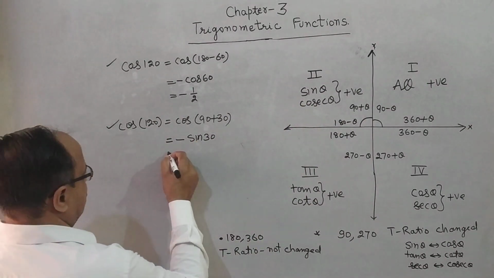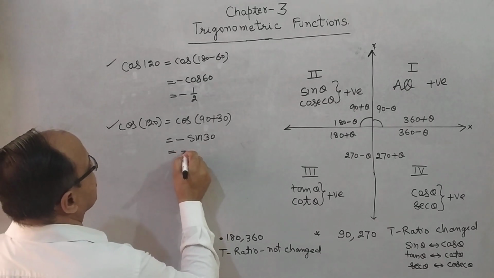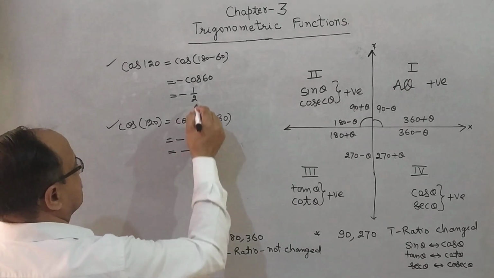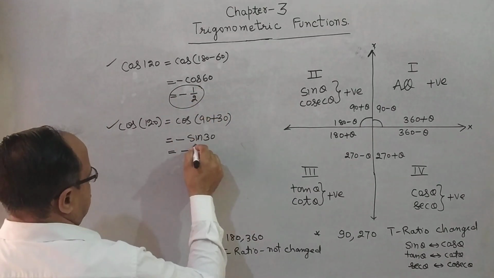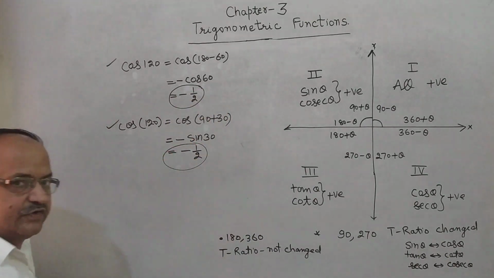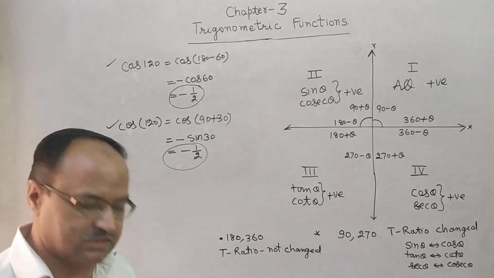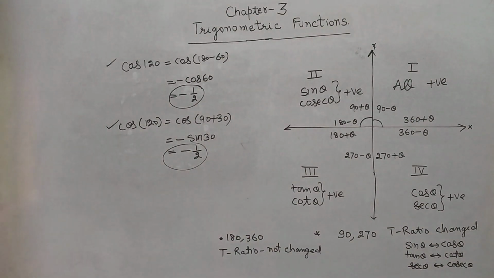So can you tell me the value of sin 30? Sin 30 is 1 by 2. So in both the cases, the value of cos 120 is minus 1 by 2.